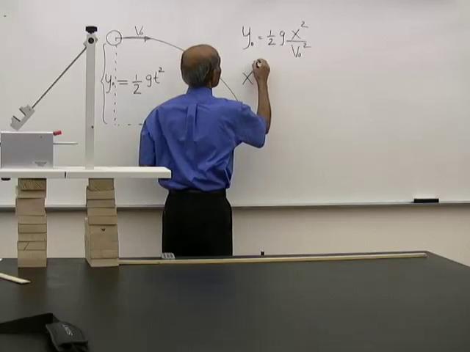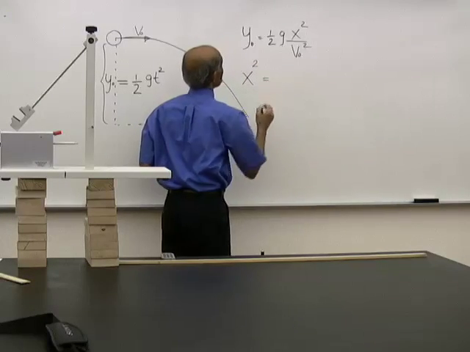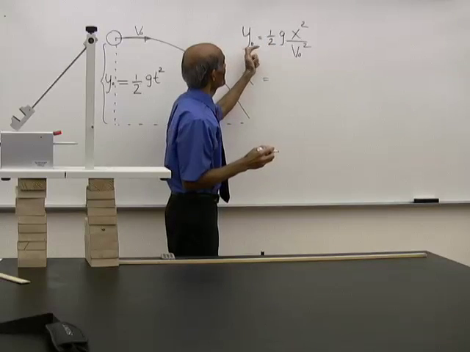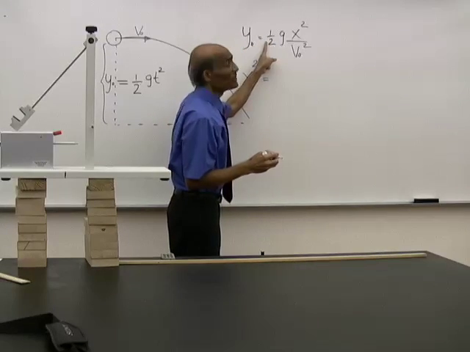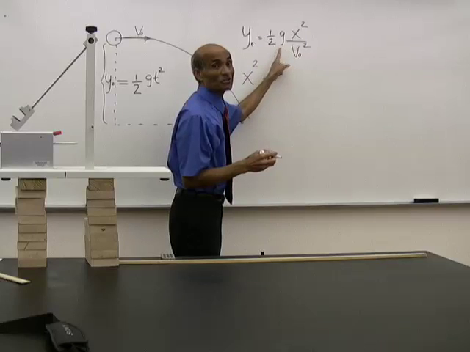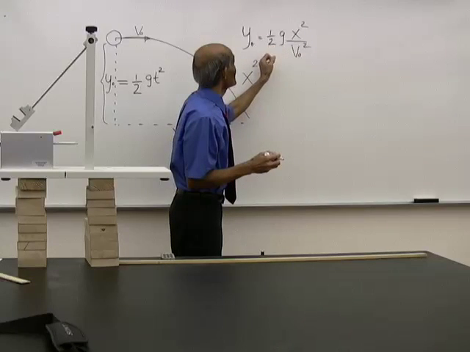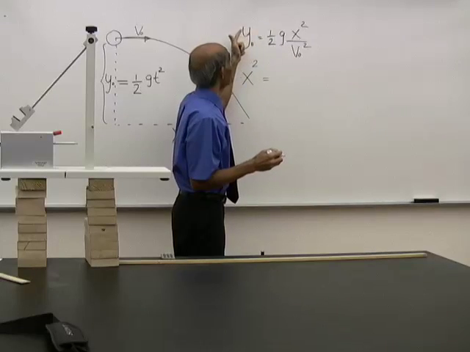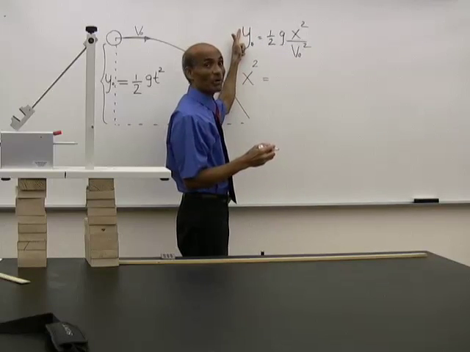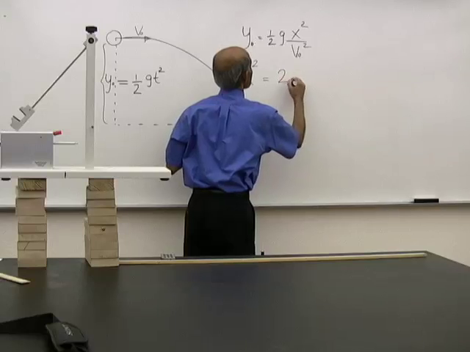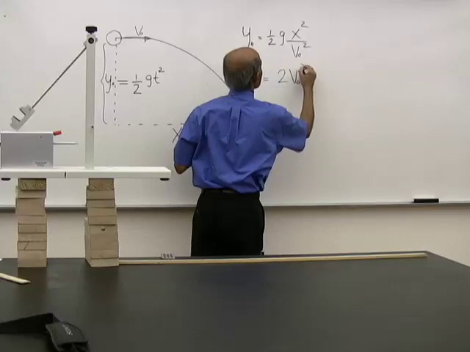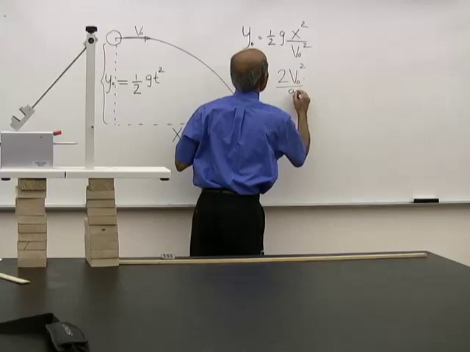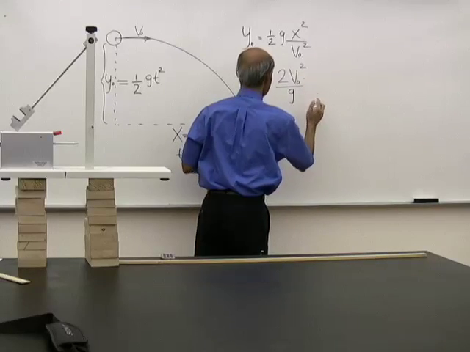I can say x squared equal to, what is x squared equal to? Can you solve for x squared? Now, 2 and V0 squared are on the denominator, so that will be 2 V0 squared times Y0. That will be 2 V0 squared times Y0 divided by g.